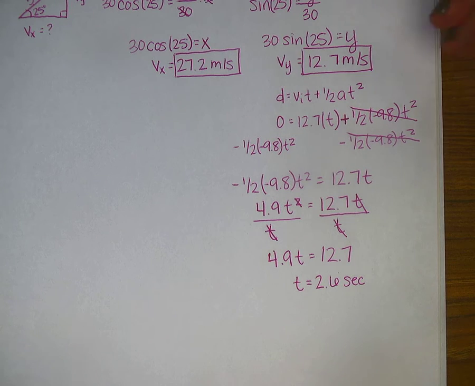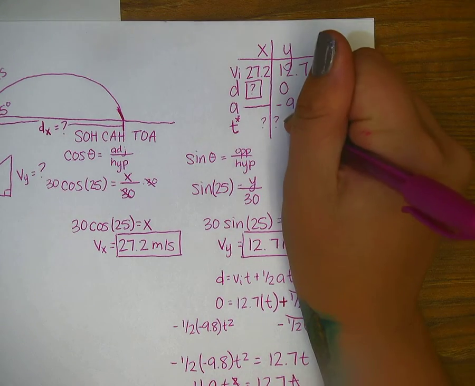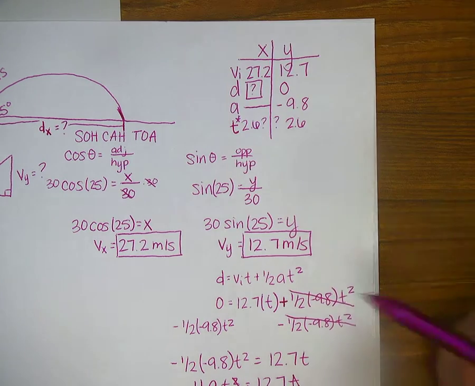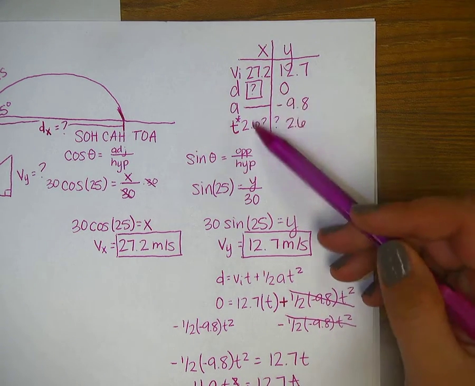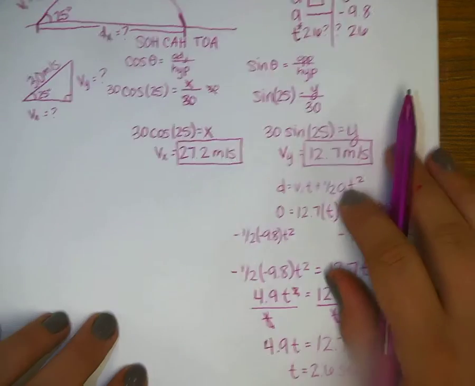Okay, now that's not what we were asked for. We wanted to find displacement, but this is the first step to finding that. So back up here with our XY chart, I'm going to put 2.6 in on both sides. Now we have two variables in the x column. We can solve for displacement using our velocity formula.